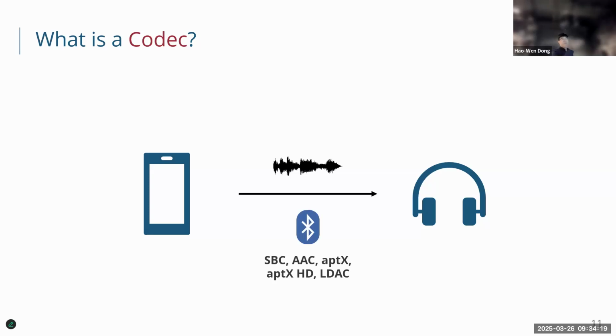Usually you might have heard some of these: SBC, AAC, aptX, LDAC. That's something you can choose when you are connecting to your Bluetooth earbuds or headphones. But basically, under the hood, it's sort of encoding the audio into some other format and sending it to the headphone.